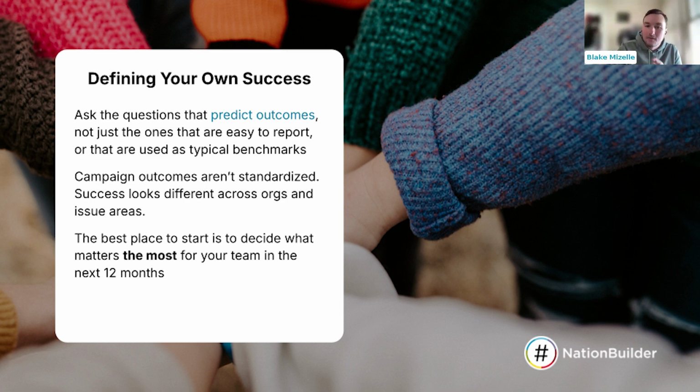Another thing to remember is campaign outcomes aren't standardized. Success looks very different across different organizations and issue areas. What works for a food bank in Alabama doesn't work for a community organization in California. Every org is going to be different, and your supporters are going to want and behave differently. The best place to start is deciding what matters most for your team in this moment.